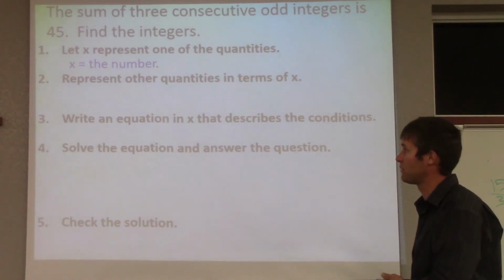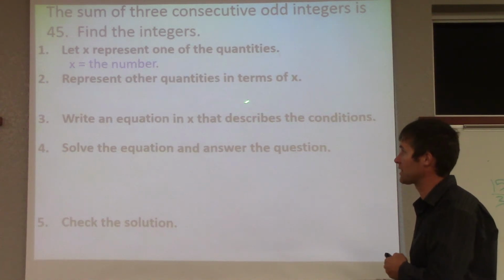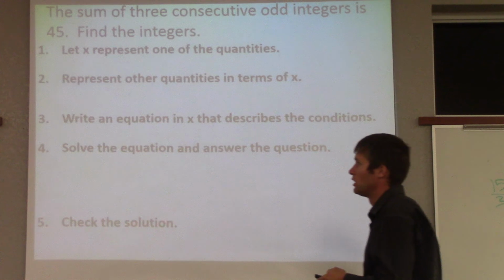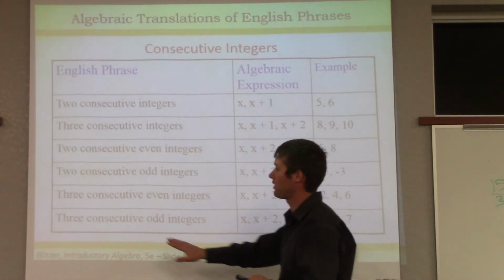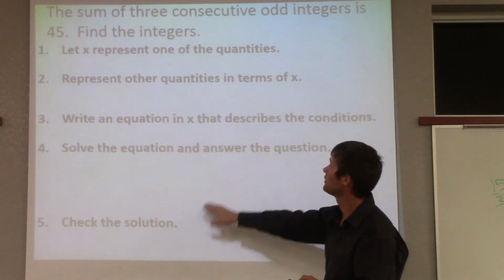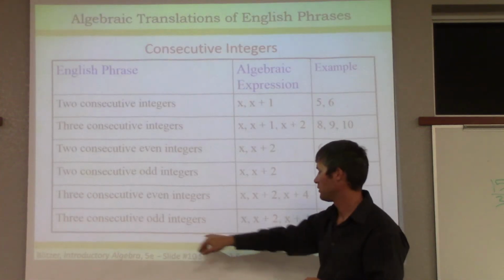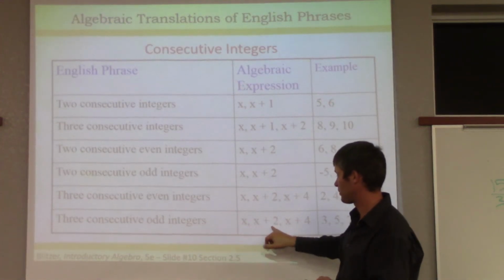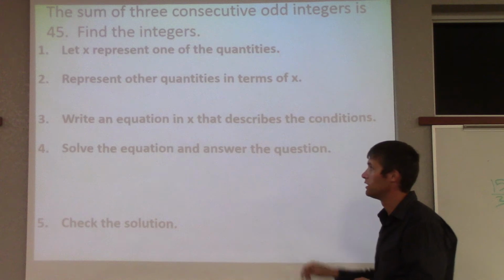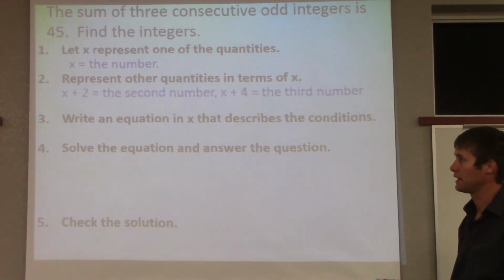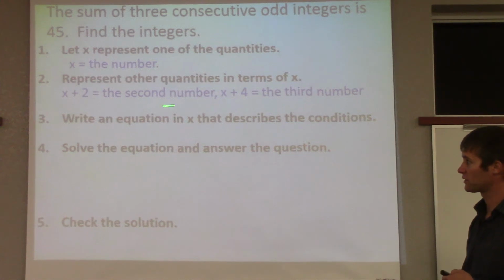We want to find the sum. So we want to represent the other quantities in terms of x. Remember, if we had 3 consecutive odd integers, we have x, then x plus 2, and then x plus 4. So x plus 2 is the second number, x plus 4 is the third number.